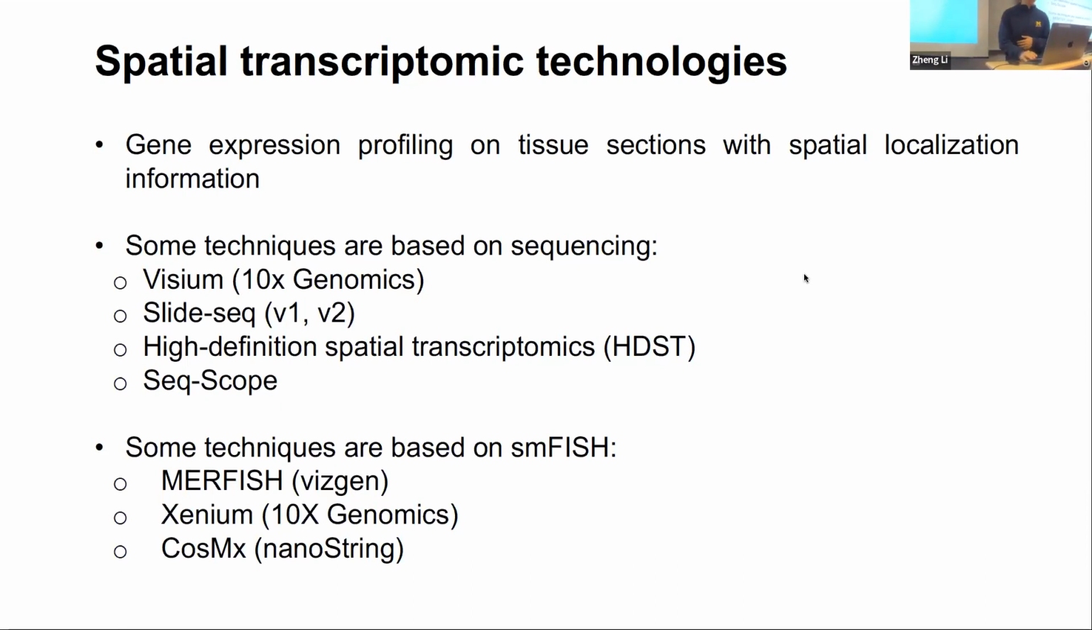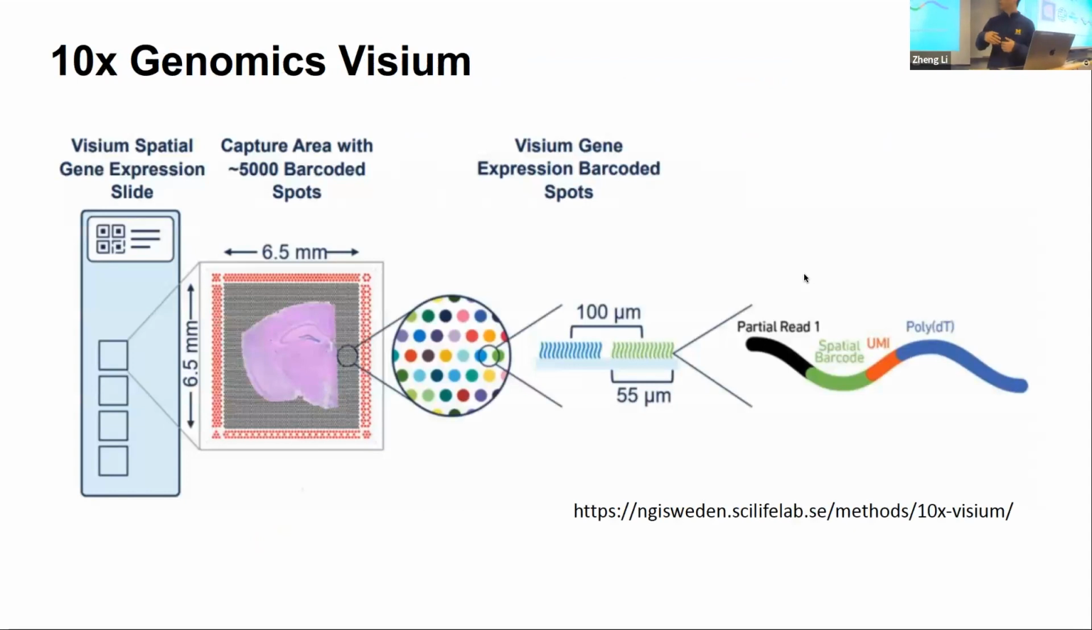targeting those genes specifically. So to give you a sense of how these data are generated by the experiments, here I will give you two examples, one in each category, to show you how this data is generated.